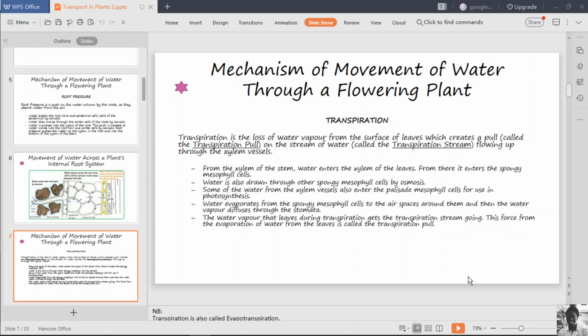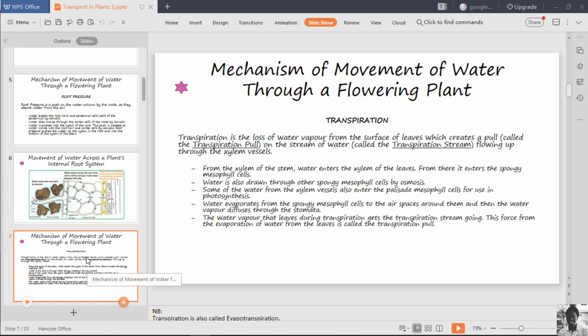Water evaporates from the spongy mesophyll cells to the air spaces around them, and then the water vapor diffuses through the stomata into the atmosphere around the leaf. The water vapor that leaves during transpiration gets the transpiration stream going, and this force of evaporation of water from the leaves is called the transpiration pull.